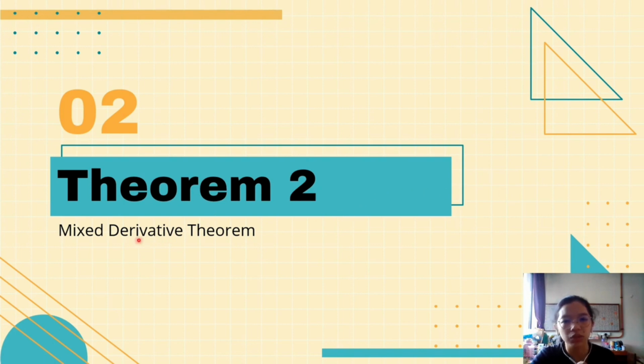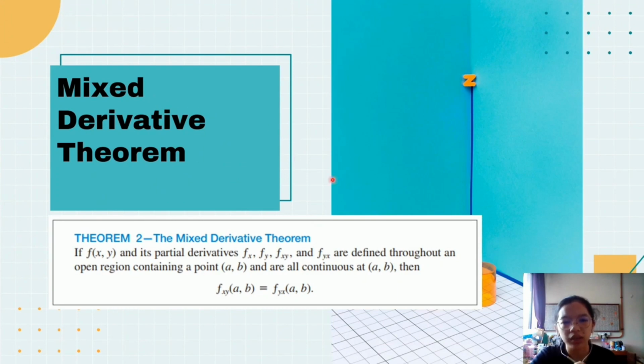So for theorem 2, the mixed derivative theorem. Let us look at the definition of the mixed derivative theorem. If f(x,y) and its partial derivatives fx, fy, fxy, and fyx are defined throughout an open region containing a point (a,b) and all are continuous at (a,b), then fxy(a,b) is equal to fyx(a,b).